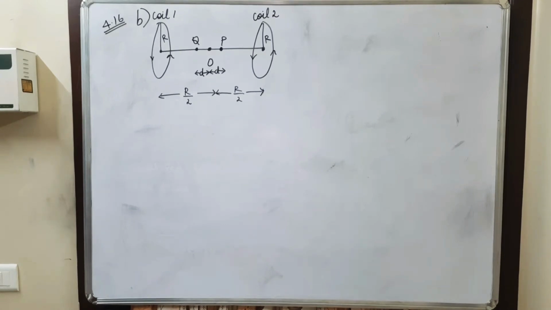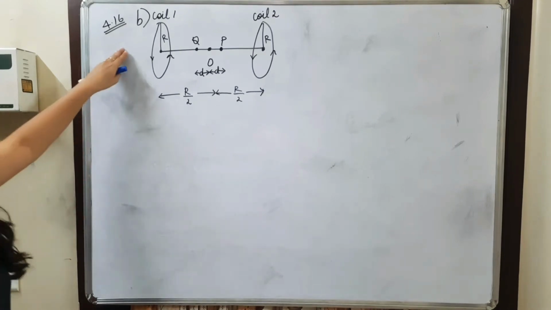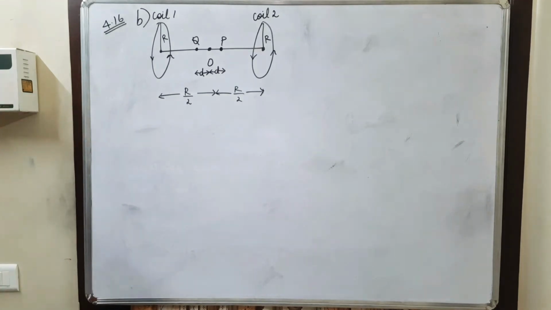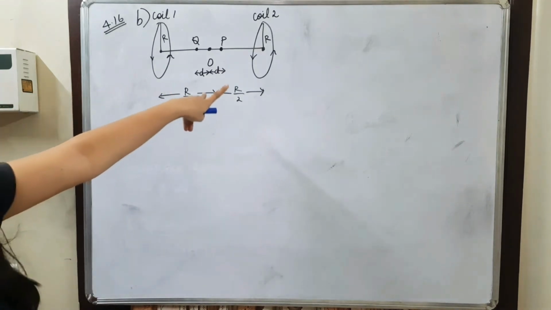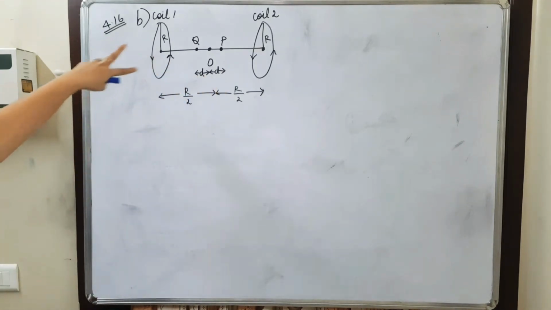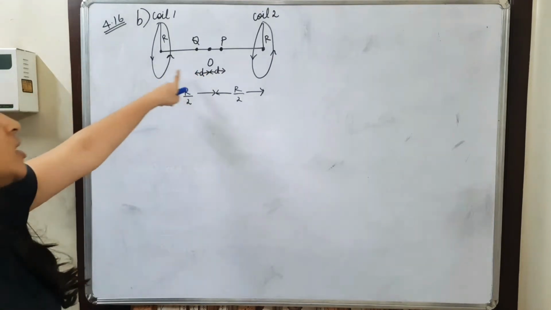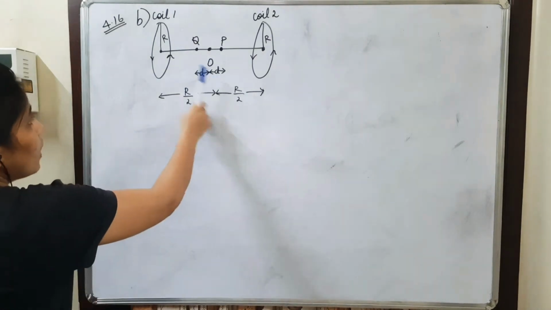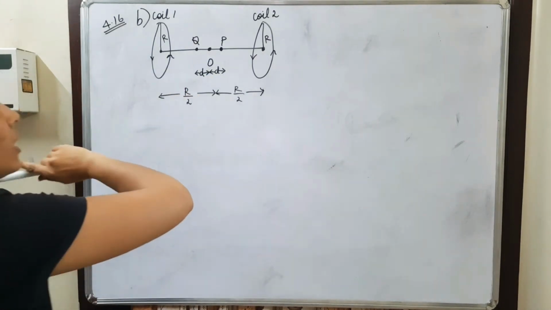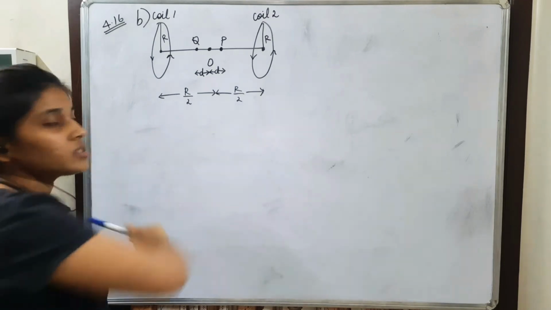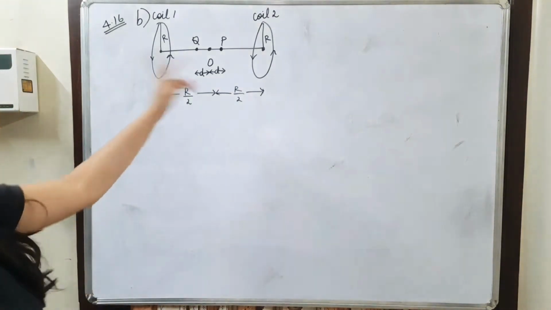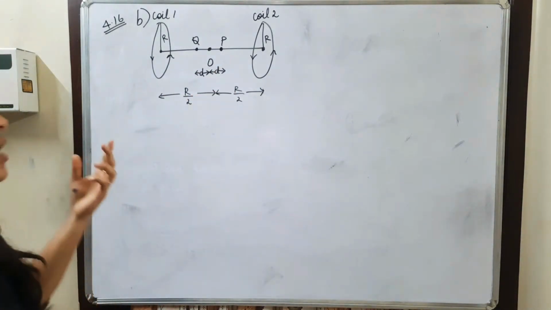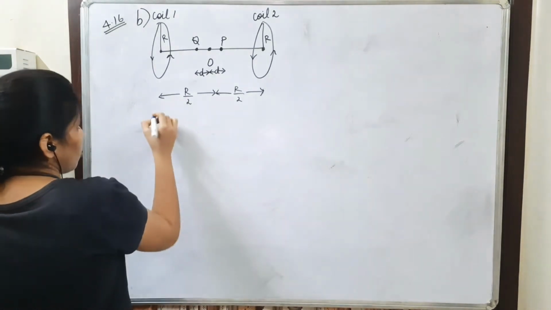The same 4.16b portion is given: we have two coils, both having the same radius, and the current flowing through both the coils is in the same direction. You have a point O at the middle of the two coils, and the two coils are separated by a distance of r. This type of arrangement we usually call Helmholtz coils.